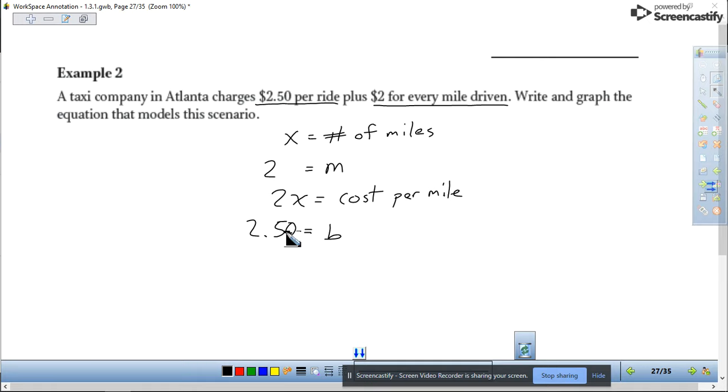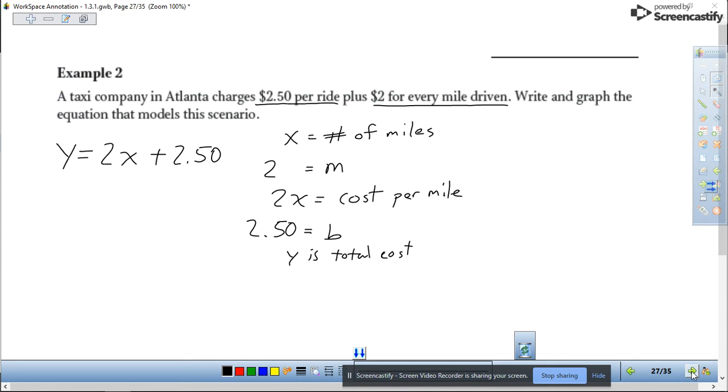All right, and then of course y, y is going to tie it all together. That's going to be your total cost. So y is total cost. So when we go through and we set this up, we're going to have y equals 2x, mx plus b, plus $2.50. Okay? That would be your equation, and then you're going to want to take that equation and you're going to want to graph it.